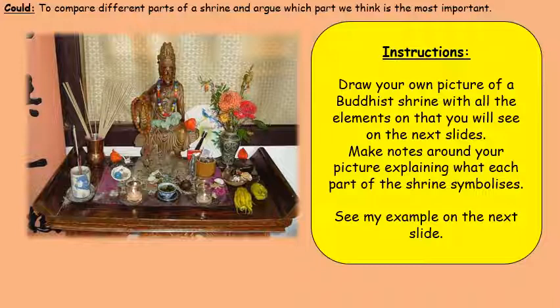So the instructions say, this is a little bit of fun. I want you to draw your own picture of a Buddhist shrine. Have a look at some Google images, do a bit of research, or use the ones I've put on this slide. You're going to draw it, and around your drawing I want you to draw little lines off of the main parts of your shrine, and you're going to explain what it is, which is dead simple. So you could just write, this is a candle.